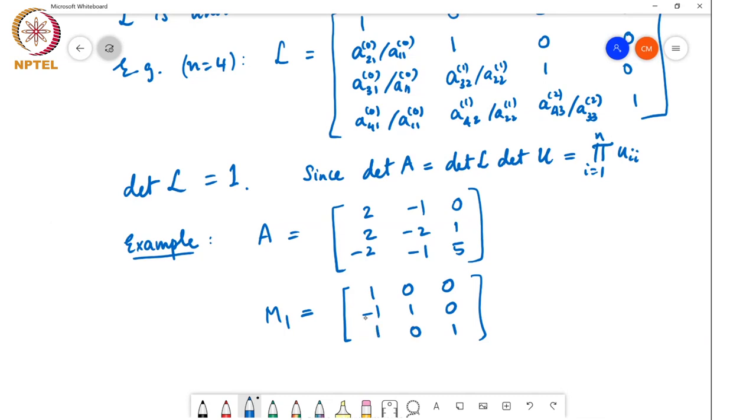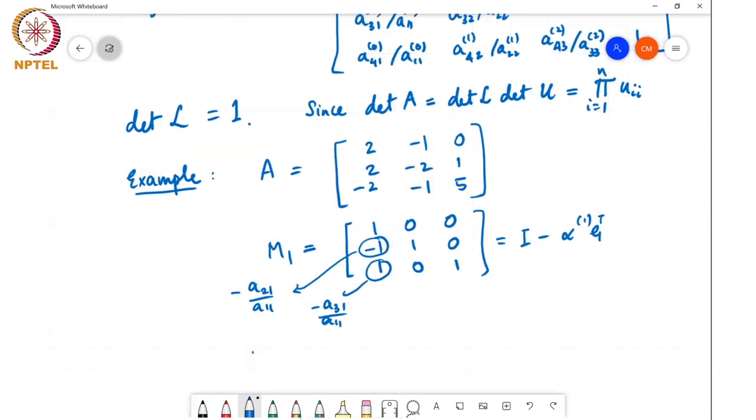And this will be 0. So you're only placing non-zero entries below the first column. So this is exactly I minus alpha 1 e1 transpose. Just for your reference later, I'll write what this is. This is minus A21 over A11, and this is minus A31 over A11. Okay. Now, if I did M1 times A, I'll get the matrix. It'll keep this entry as it is, it'll place zeros here. And all the other entries, you actually have to calculate them.